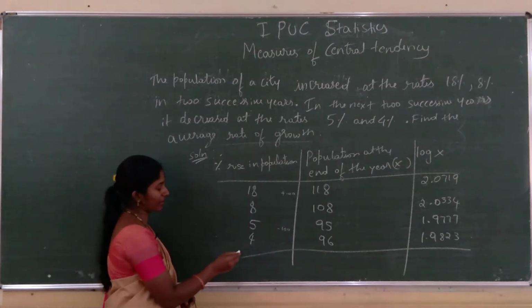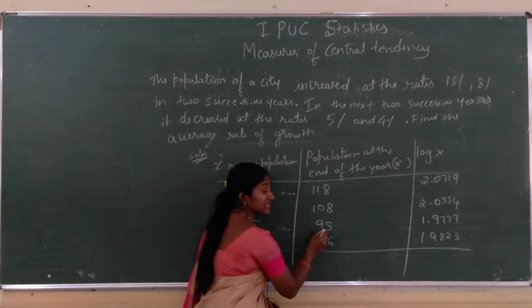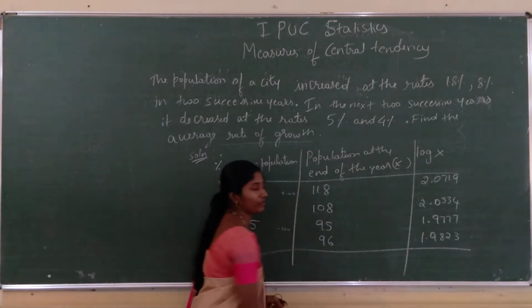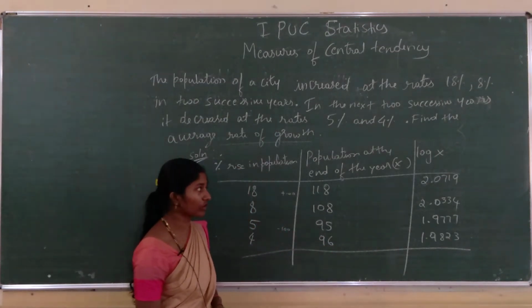Here decreased is given, therefore we have taken minus 100 here only. Don't do that minus again. There you should add all the values.